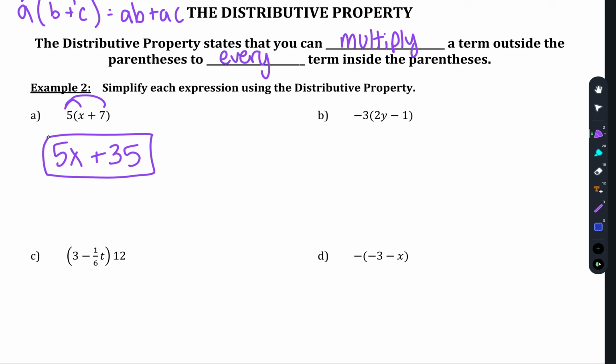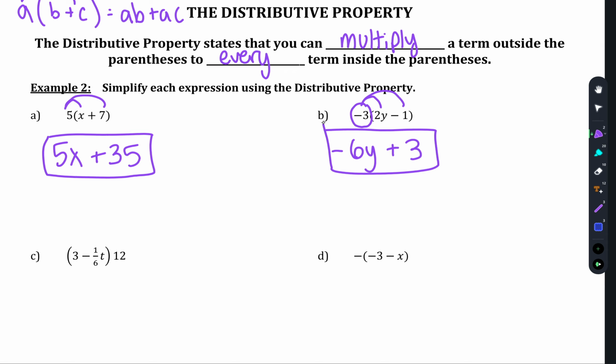Sometimes we have negatives that we have to watch out for. The negative moves along with that coefficient in the front. So if I have a -3, I'm making sure to multiply everything by -3. 2y times -3 gives me -6y. And then -3 times -1. 2 negatives make a positive. Don't forget you have a plus sign there in the middle. Any questions on that?